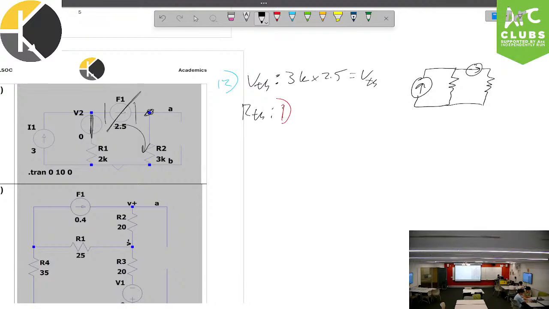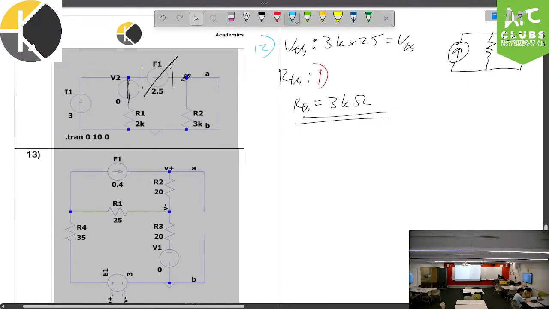And since turning off this independent source will make an open circuit, what the terminal sees is just what's running through here, which is just the 3K. All right, let's speed through this.